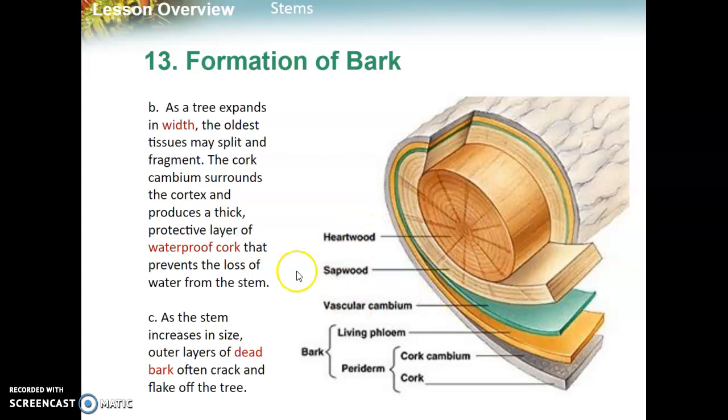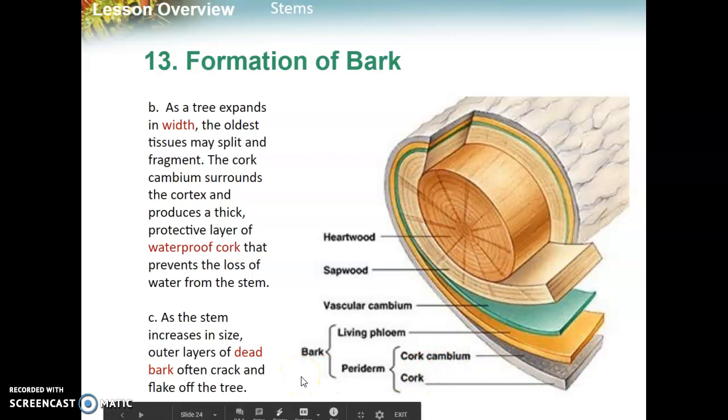So there's another way of looking at it. Got heartwood, sapwood, vascular cambium. Vascular cambium is making all of this xylem on the inside and the living phloem on the outside. And then you have the cork cambium that is making, outside of that, the cork. And that cork is waterproof. It helps to protect the stem of the plant from losing too much water. And as the stem increases in size, that bark, all that dies on the outside, and it can crack and fall off of the tree.